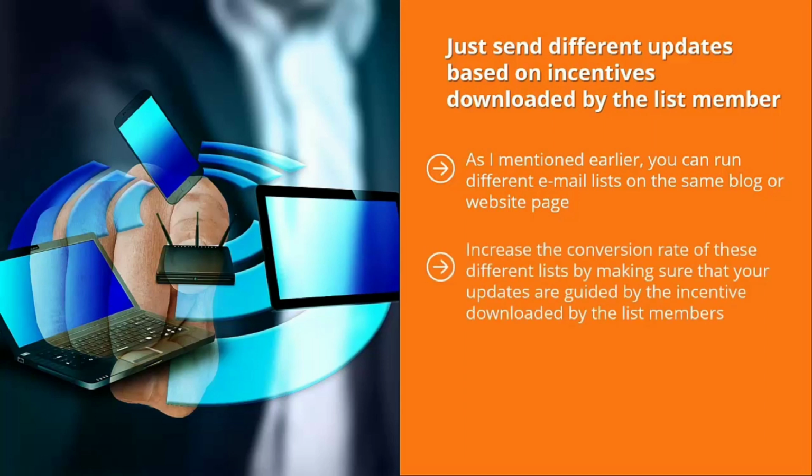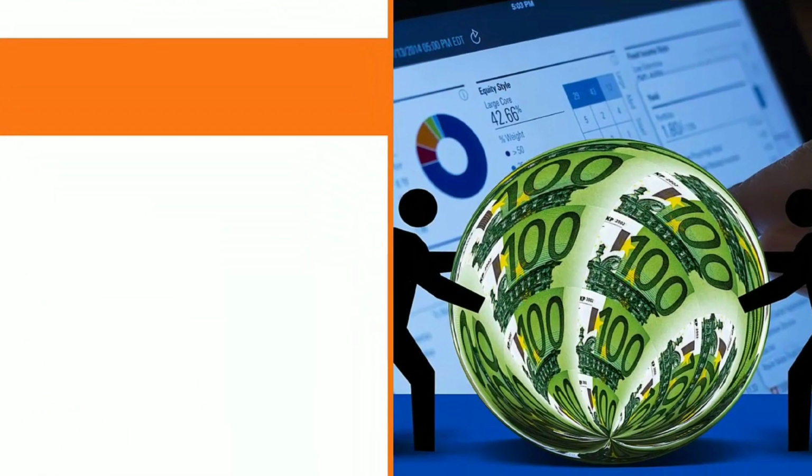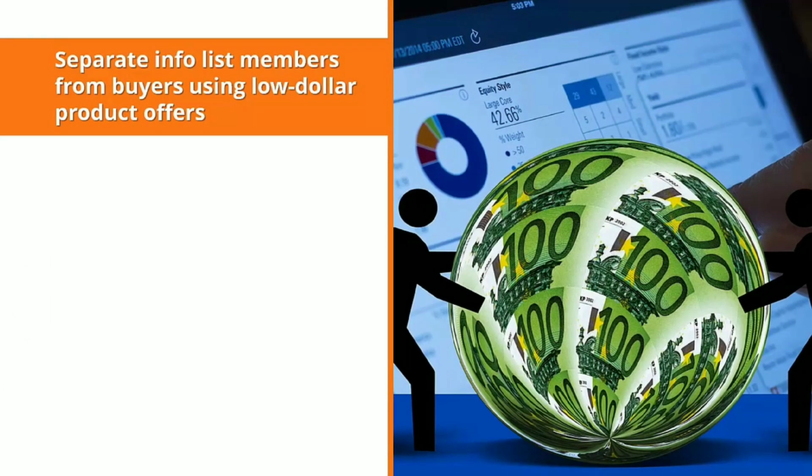Increase the conversion rate of these different lists by making sure that your updates are guided by the incentive downloaded by the list members. For example, if the list member downloaded a video, chances are quite good that this person probably would want to watch other videos. On the other hand, if this person downloaded a graphics template or a graphics package, they're probably more interested in similar types of content. Make sure that your updates speak to these different incentive preferences so you can maximize your sales conversions. Separate info list members from buyers using low-dollar product offers.